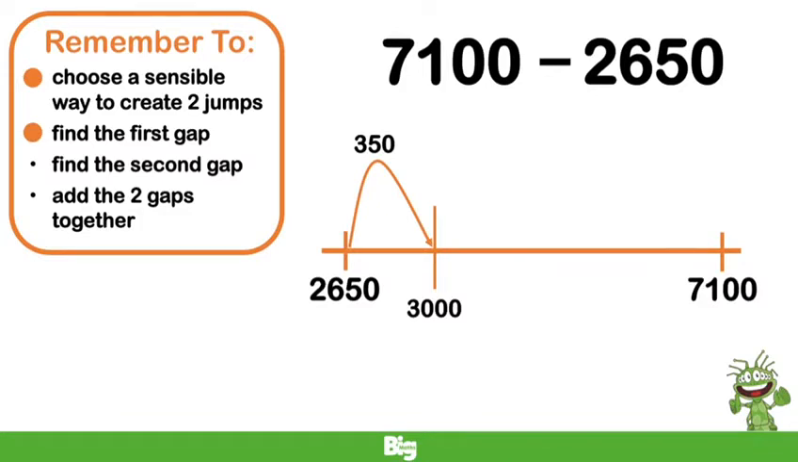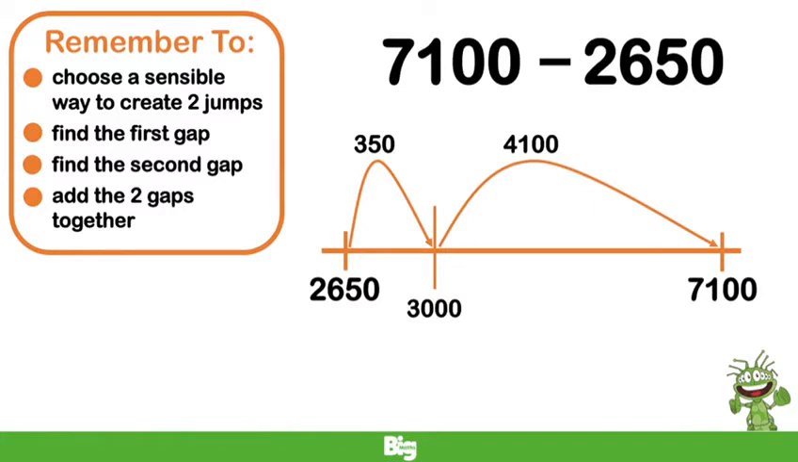So once we've found our first gap, we can forget about that for a little bit. We've written it down. Now we just need to think about how we're going to get from 3,000 to 7,100. So this is the second gap here. 3,000 to 7,100. 100's really easy, and then you just need to count on in thousands. So 3,000, 4, 5, 6, 7. 4,100.